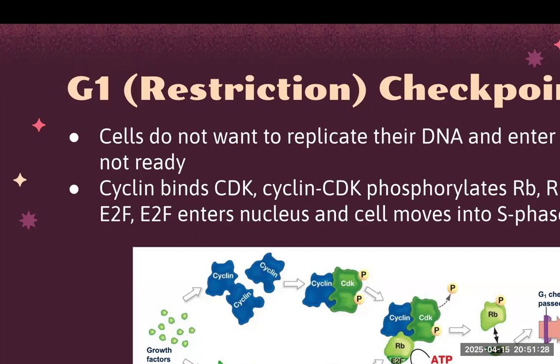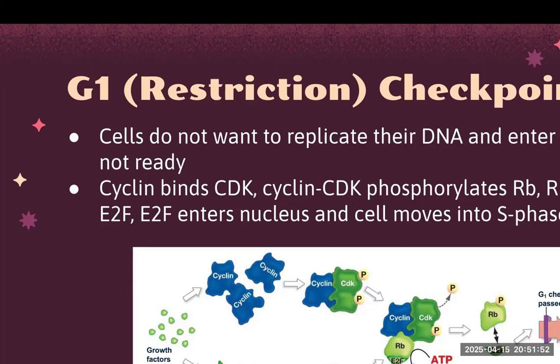So when they're bound together, is the cell going to commit to the cell cycle? No. E2F wants to be free. He wants to be free so bad. And then E2F itself enters the nucleus and the cell moves into S phase. So they need to come apart for the cell to commit to the cell cycle. And how does that happen?